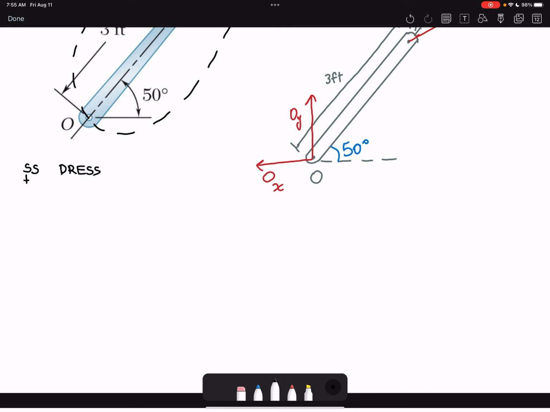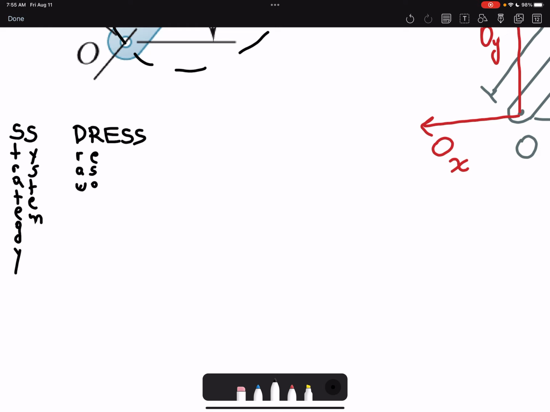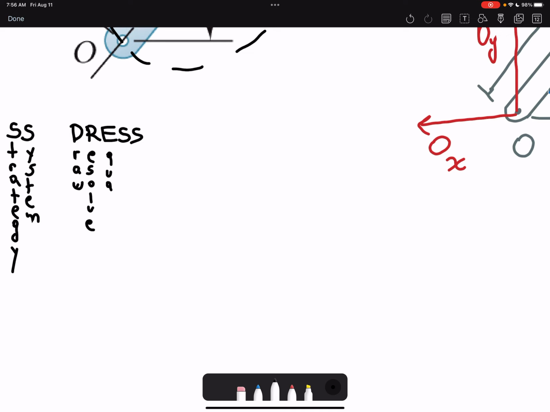So strategy, system, and then we have the draw, the resolve, and then the equations, then we have the solve and the sanity check. Right?